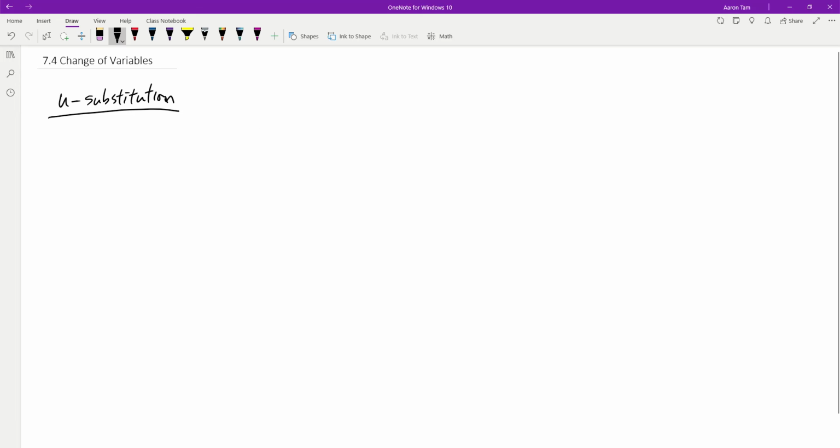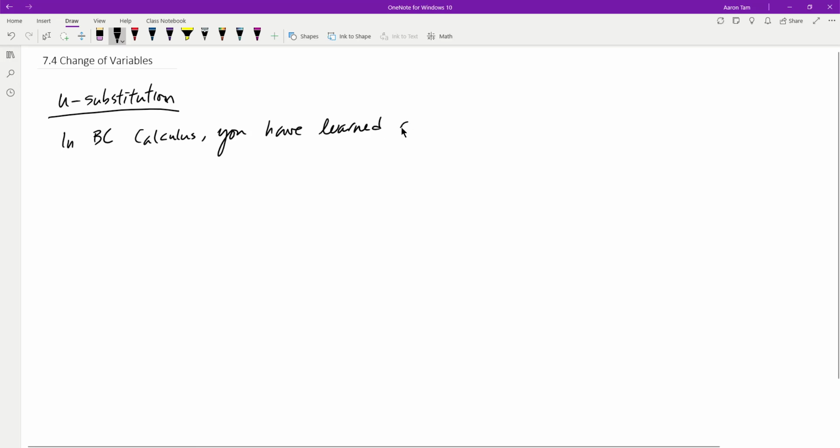U substitution is basically an example of change of variable, because you're changing the variable from x to u. Last year in BC Calculus, you learned a technique called U substitution. So we're going to go over this, and use that as a way to learn what we are doing with change of variable. We've learned a technique called U substitution for integrations.